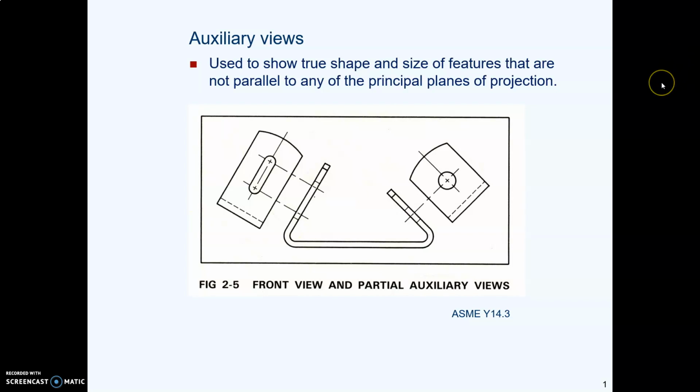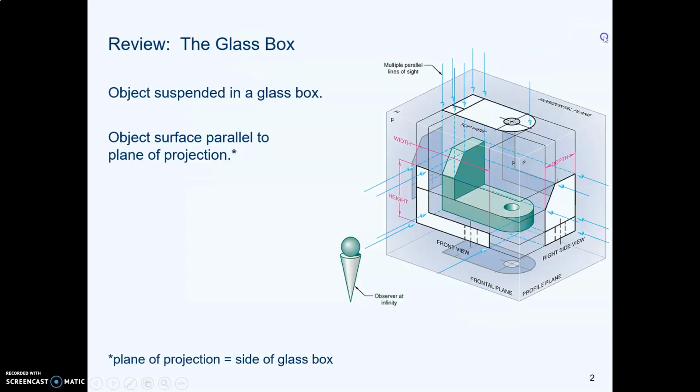You will need to draw an auxiliary view when you need to show a feature that's not on an orthographic top, front, or side view. And to think about laying out an auxiliary view, let's remember what we know about the glass box. This is how we lay out our views.